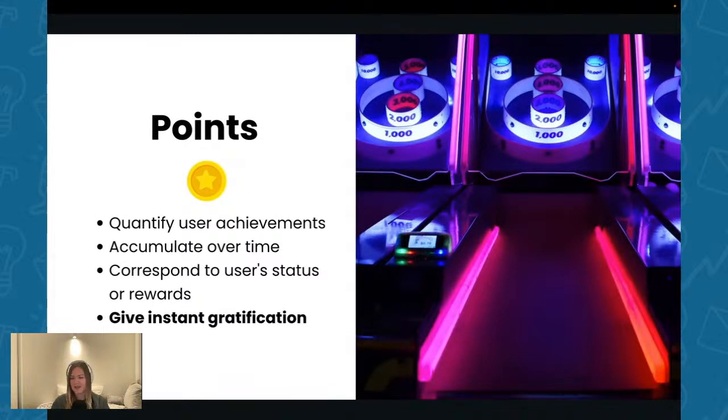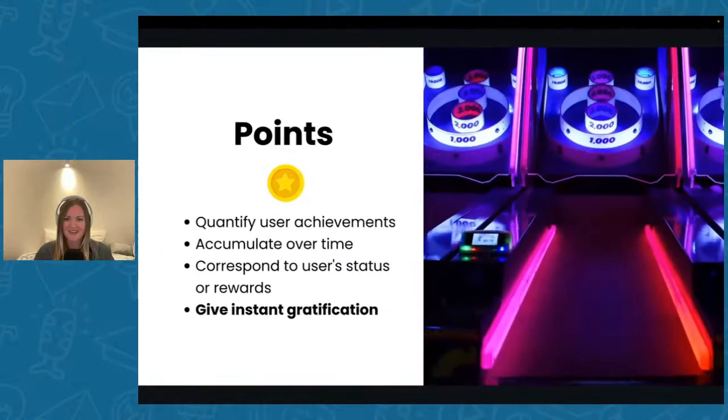The most obvious one is points. I love the skee ball imagery here, but points can be any way that you want to quantify user achievements. They're things that users can accumulate over time and typically correspond to the user's status or rewards. This gives a sense of instant gratification to the user, and it's exciting to everybody. Everybody loves accumulating points. We've been doing it in the arcade since we were kids, so it's one of the more basic elements you can add to your membership site.